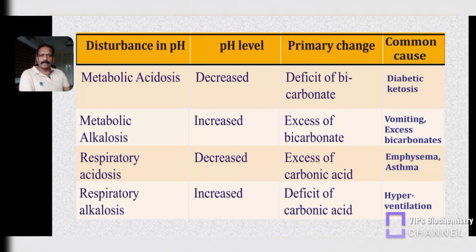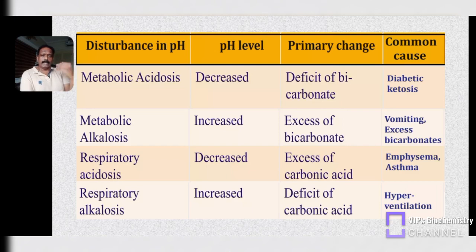The first one is metabolic acidosis. Metabolic acidosis is caused by a deficit of bicarbonate ion. During that time the pH level is decreased, which means it is less than 7.4. The most common cause of metabolic acidosis is diabetic ketoacidosis, or diabetic ketosis, when ketones and lactates are enhanced in blood. Now, metabolic alkalosis is when the pH level is increased, more than 7.4.